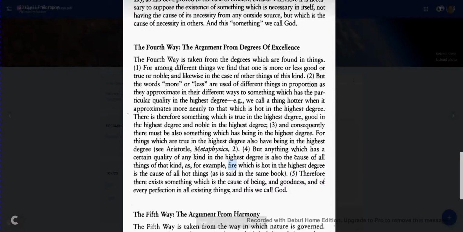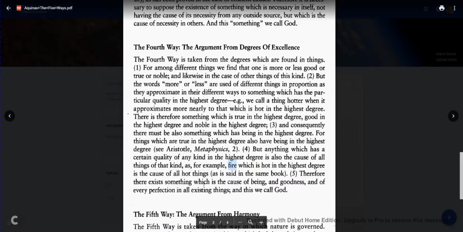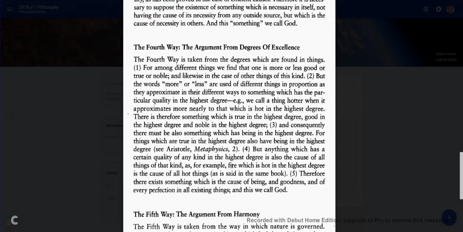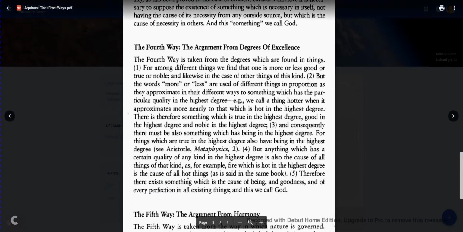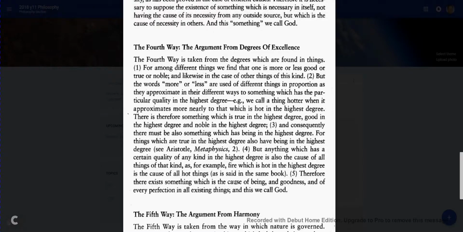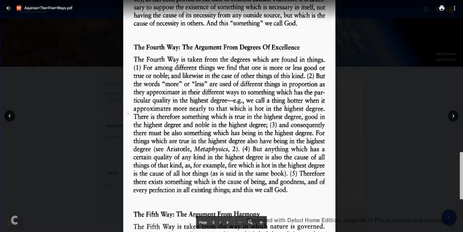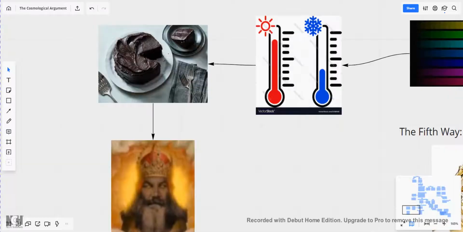Fire causes other examples of fire, but fireness is really what he's talking about. Therefore, there exists something which is the cause of all being and goodness, just like fireness and the very concept of fire, or the potentiality of absolute fire in the universe, would bring into being all other fires. And you can't have a fire without a fire. There exists something which is the cause of being, all goodness and every perfection. So we get it. That's this main man here.